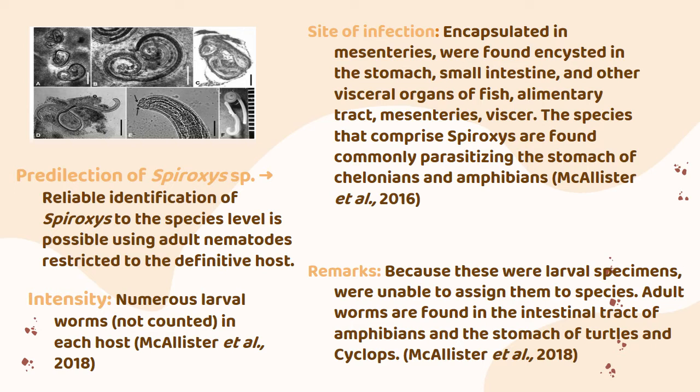The species that comprise Spiroxys are found commonly parasitizing the stomachs of colonial and amphibians. McAlister et al. 2016. Remarks. Because these were larval specimens, we were unable to assign them to species. Adult forms are found in the intestinal tract of amphibians and the stomach of turtles and cyclops.